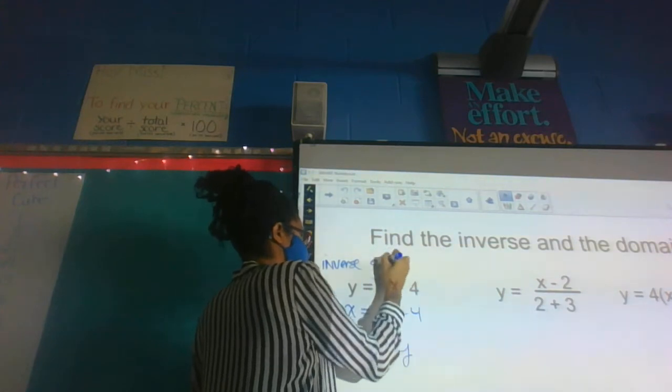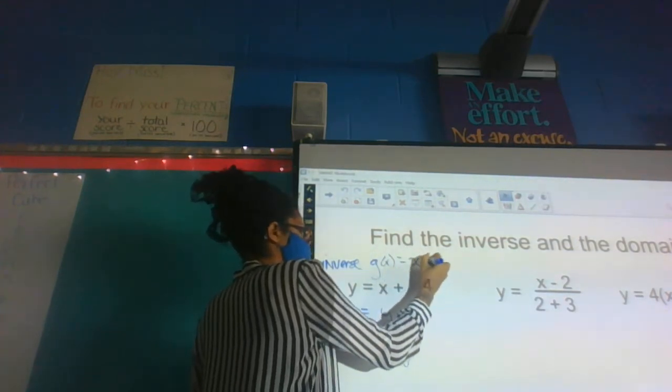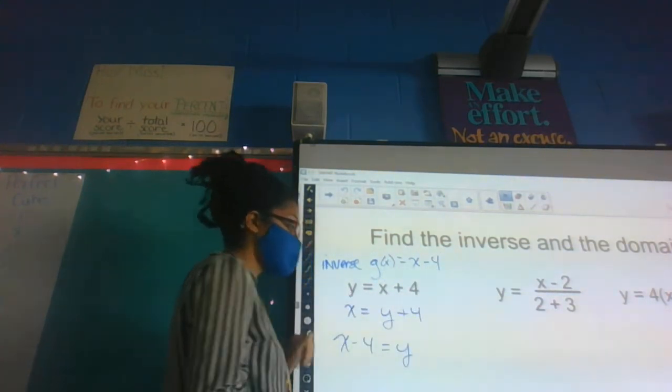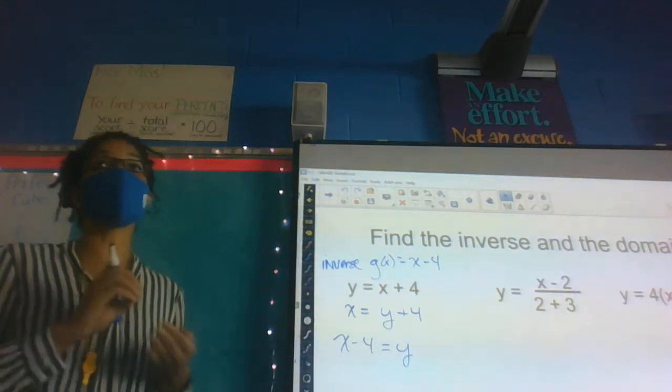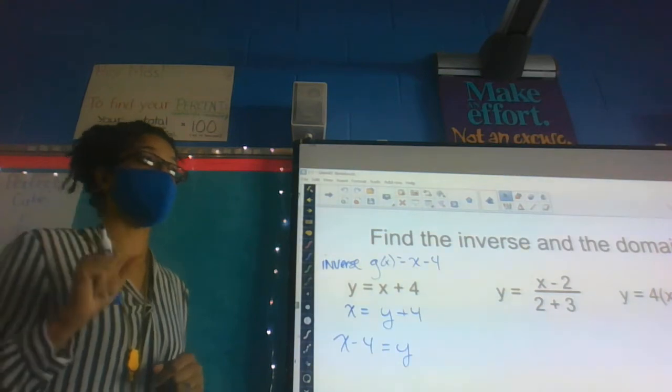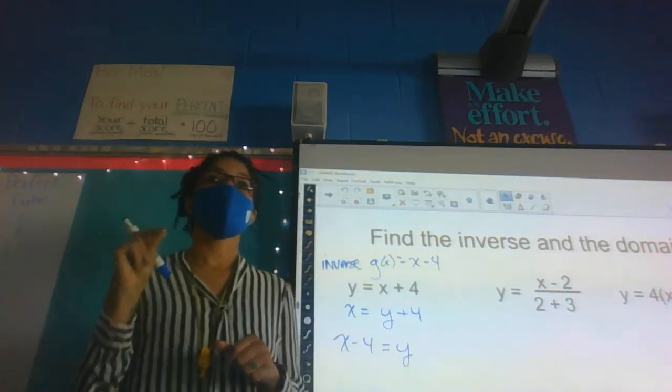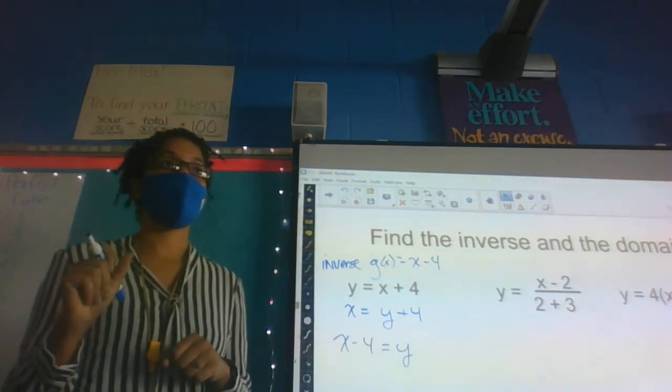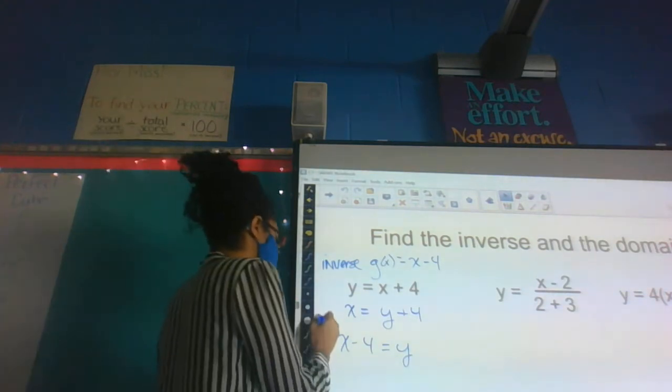We're going to name this g of x because it's going to come in handy later, right? This is a one-step equation. One-step equation should be just that easy. And again, remember, I only use easy very lightly. One-step equations shouldn't take you very long.